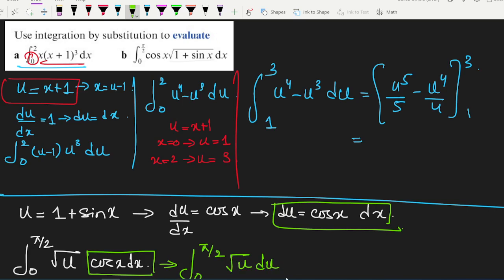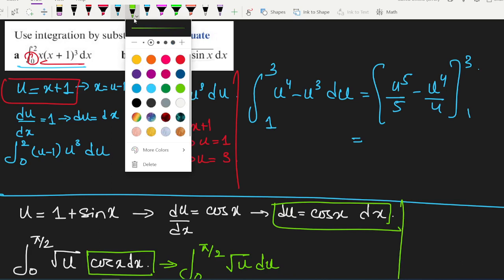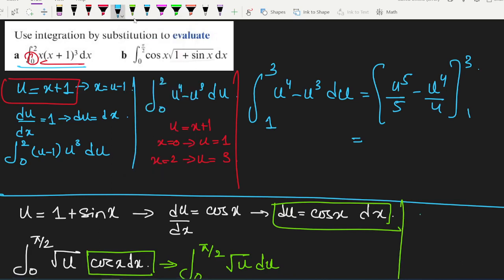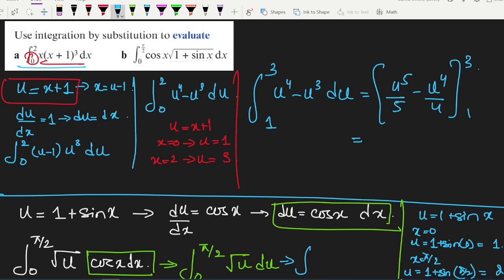Now we also have to convert these limits in terms of u. So here we have u equals 1 plus sine x. When x equals 0, u equals 1 plus sine of 0, which is basically 1. When x equals pi by 2, u equals 1 plus sine of pi by 2, which is basically 2. So finally we get the integral from 1 to 2 of root u du.